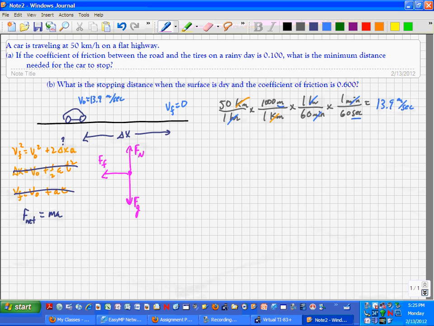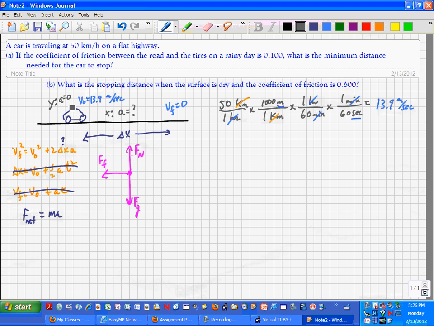So I've got my force diagram, evaluating the motion in both the X and the Y direction. In the X direction, I know I'm going from 13.9 meters per second to 0, so I definitely have an acceleration. In fact, that's what I'm trying to find, so I can utilize my kinematic equation. In the X direction, I've got an acceleration.